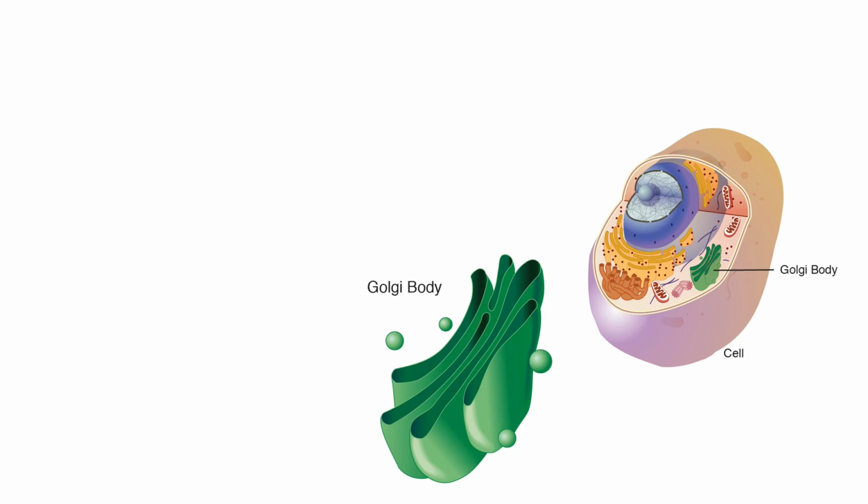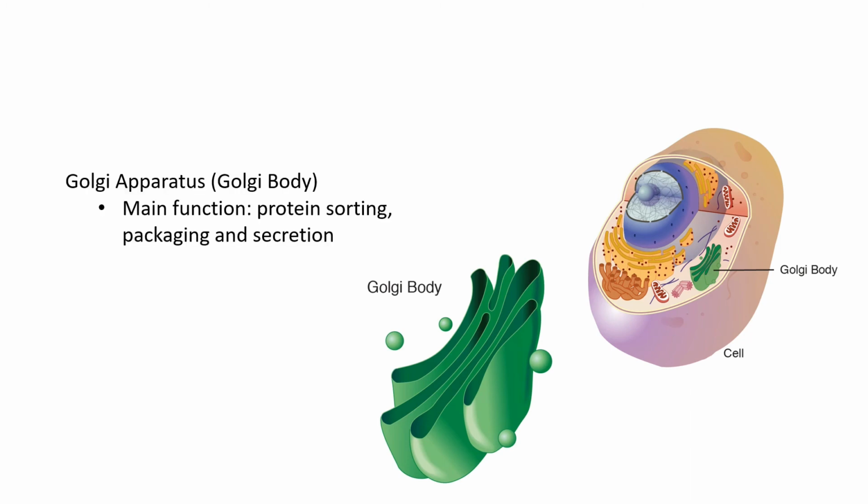The next part of the cell is the Golgi body or the Golgi apparatus. It is a membrane-bound organelle that is a network of flattened, smooth membranes and vesicles. It may be considered as the converging area of the endoplasmic reticulum. The main function of this organelle is protein sorting, packaging, and secretion. It is also involved in membrane synthesis, particularly for the formation of intracellular organelles.